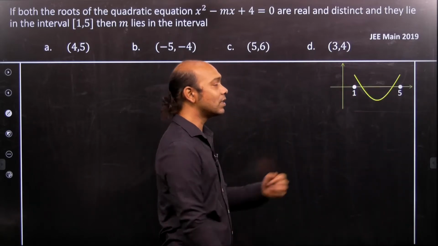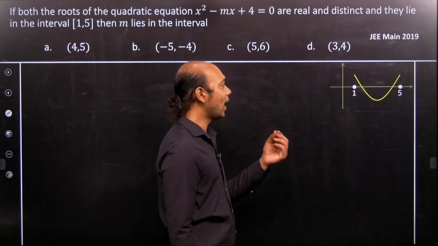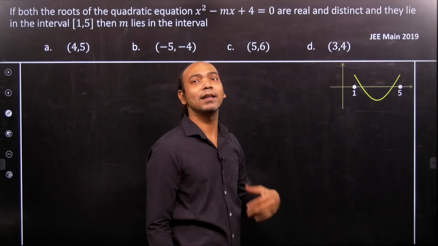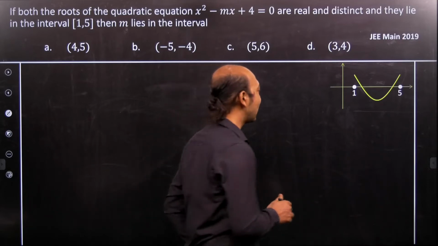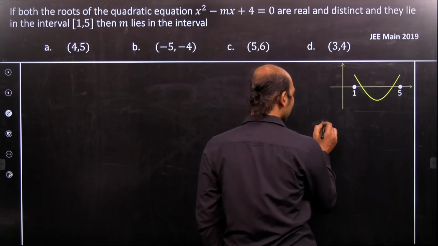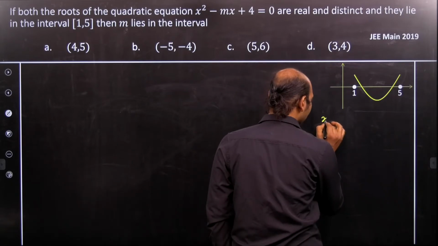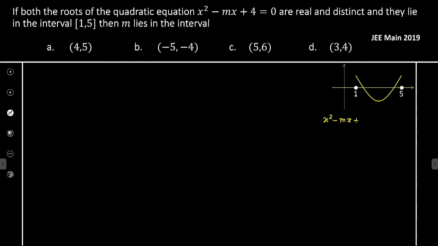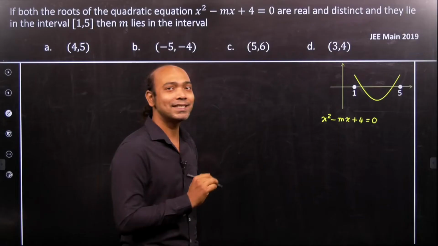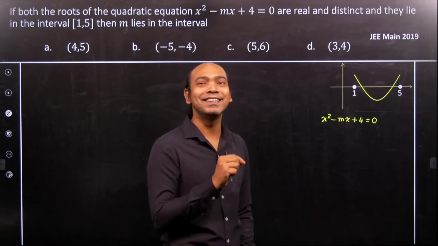So that's it. This is the given info. Here we have to apply all the conditions we can impose and find out that relation, okay? So first consider the given equation. The equation says x square minus mx plus 4 equal to 0. That's the given equation. Now it says that all the roots are real here, right?